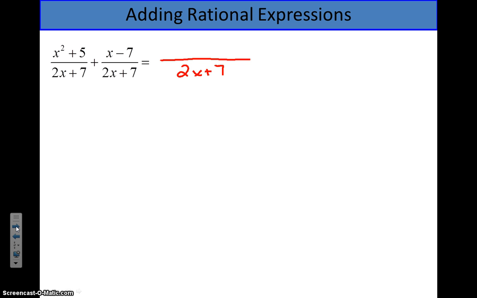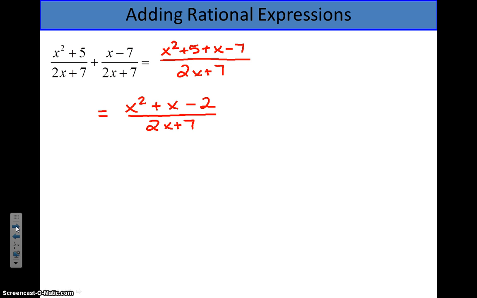And so my numerator, I take the values from those and add them together. Well, that gives me x squared plus 5 plus x minus 7. I can do a little combining of like terms, and so I end up with x squared plus x minus 2 divided by that 2x plus 7.